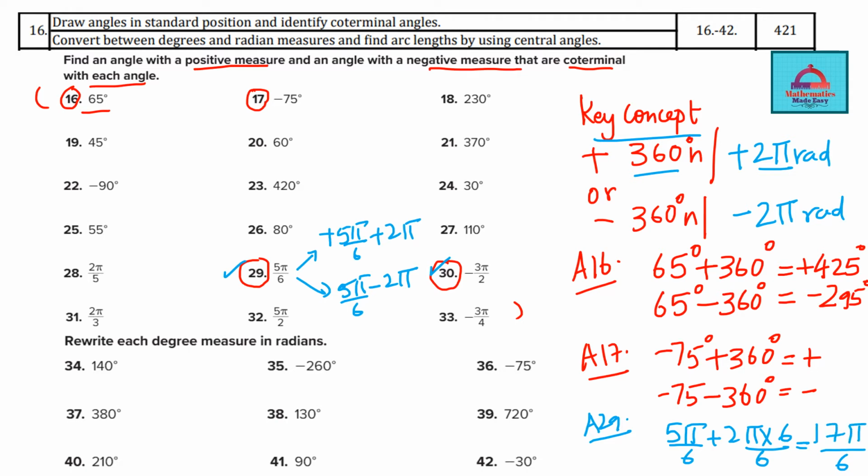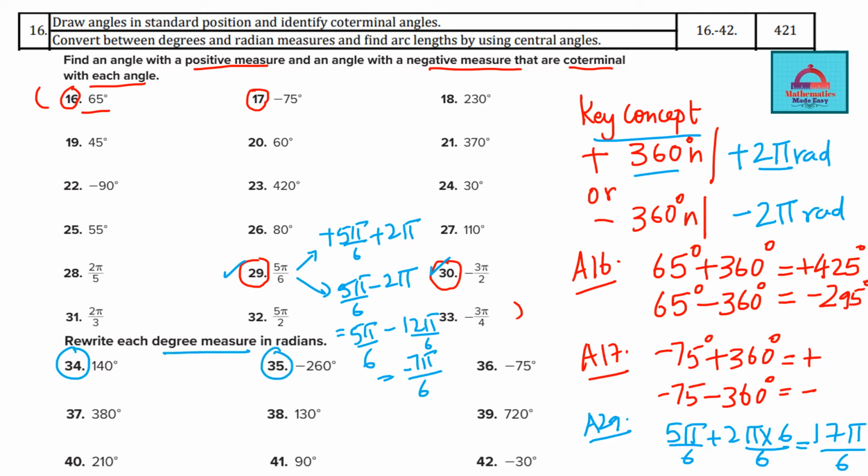Correct? And similarly for the negative one, once you make denominators equal, this will come out to be 5 pi by 6 minus 12 pi by 6. So you subtract the numerators and you get the coterminal angle to the given angle 5 pi by 6 with negative measure, right? So I'm sure similarly you'll be able to do question 30, and now we'll proceed to the next slide. This one is full here, and we'll do question number 34 and question number 35.